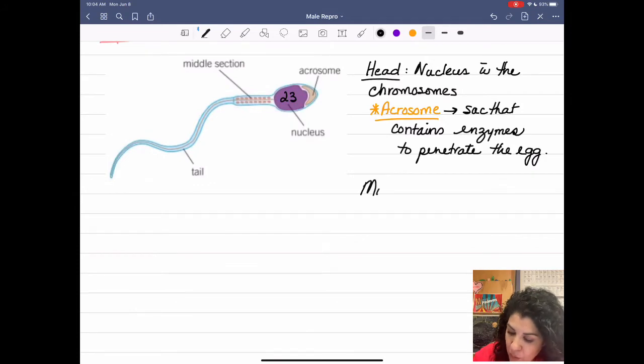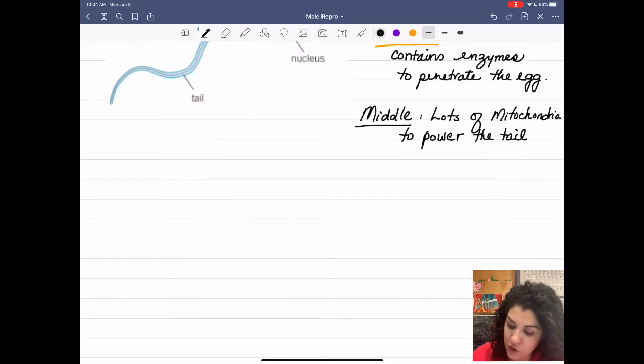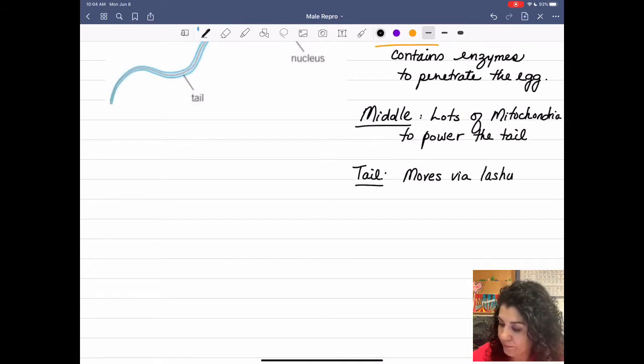The middle portion, as you can see from this picture, has lots of mitochondria. And if you remember, mitochondria are used for power, for energy. And so we need that to power the tail, sometimes known as the flagella of the sperm. So the tail moves via a whipping or lashing motion, let's say, back and forth to propel the sperm forward.